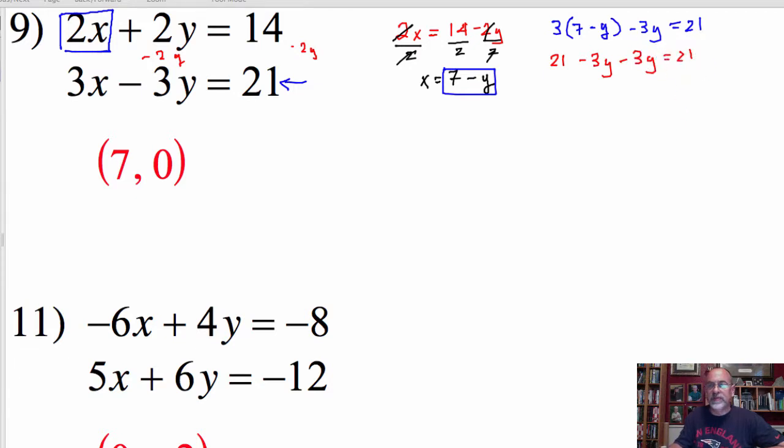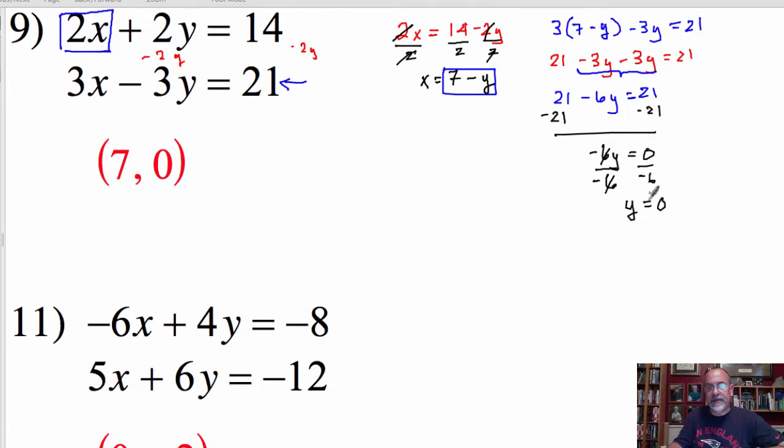We then look to simplify each side of the equation. We look for like terms. These have some like terms here. We have negative 3y and negative 3y, which is negative 6y. We then isolate the variable, and again, we can do that by adding the opposite. So we're going to subtract 21 from both sides. So that's going to leave me negative 6y is equal to 0. And then we're going to divide by negative 6. So that's going to be y, and then 0 divided by anything is 0. So I have a y value of 0.